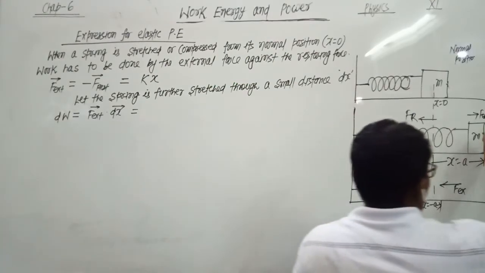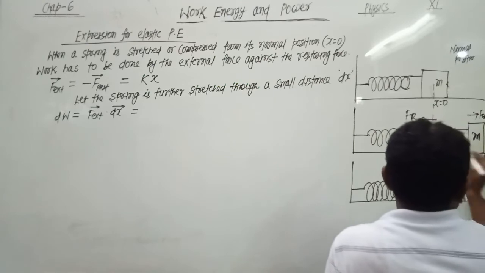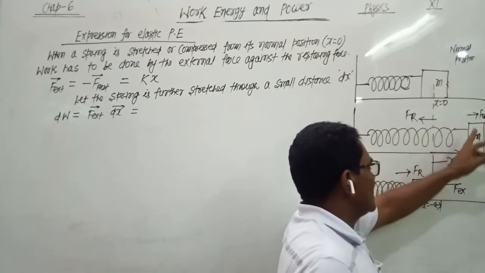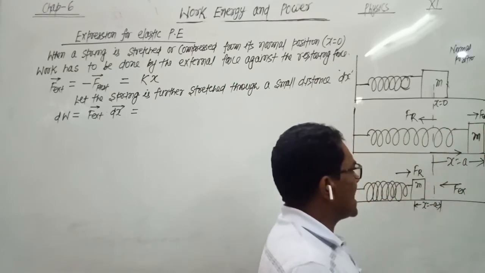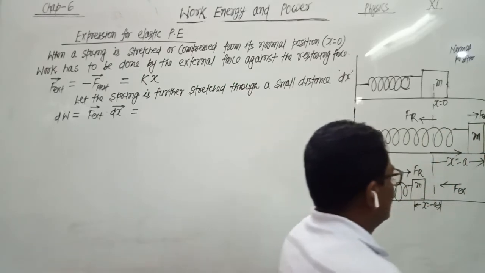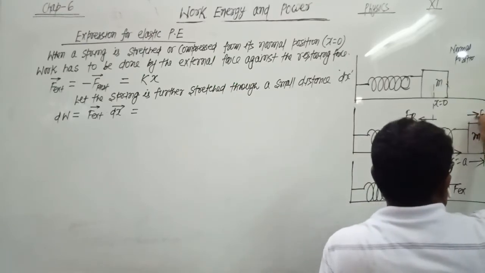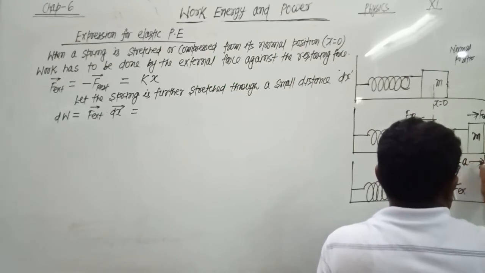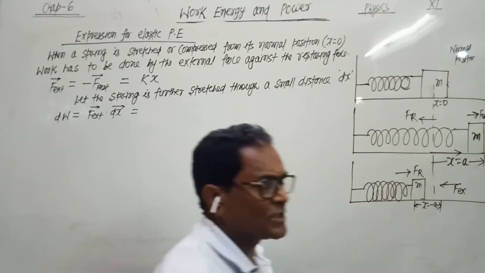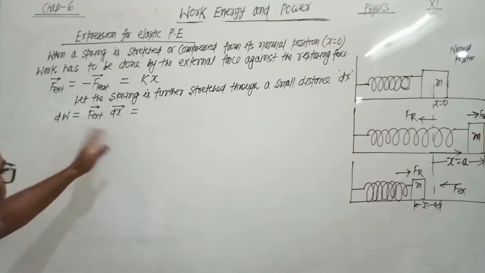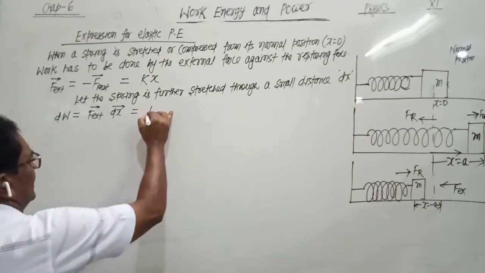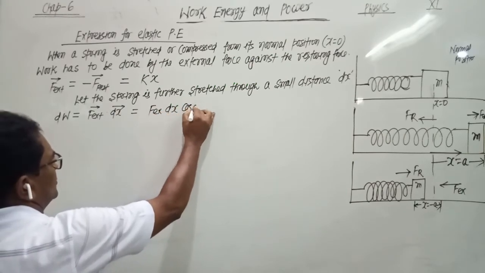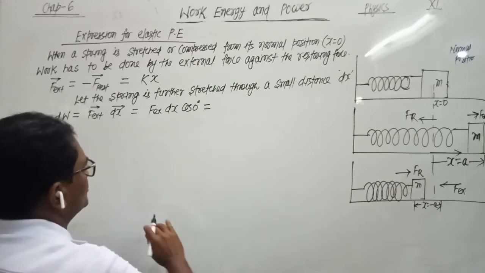Now when the external force is applied on the spring, the displacement is in the positive direction, meaning the applied force and displacement are both in the forward direction. If both have the same direction, then the angle between them is 0 degrees. So F external into dx cos 0 degrees, and the value of cos 0 degrees is 1.